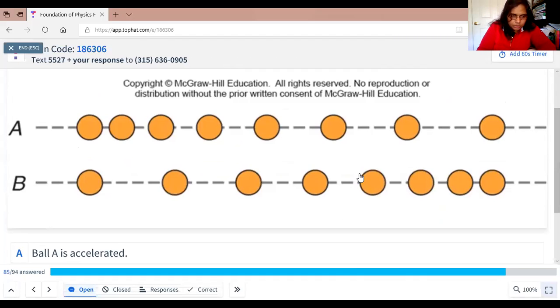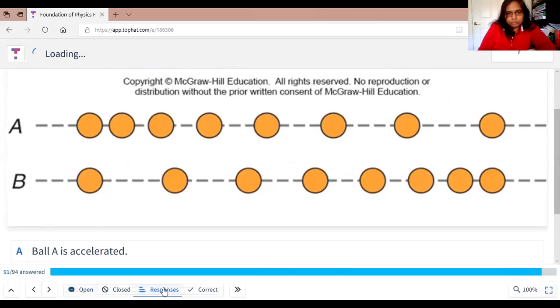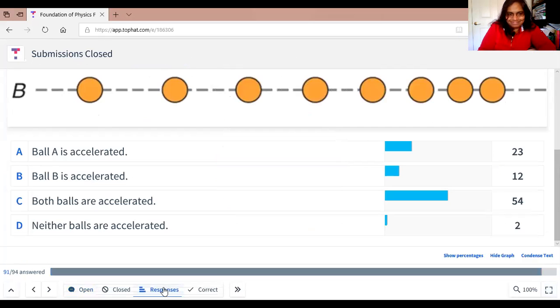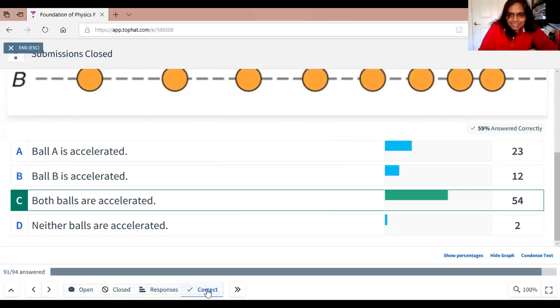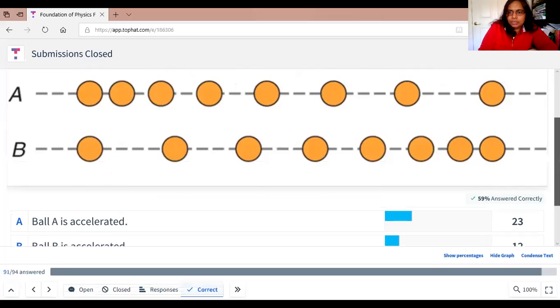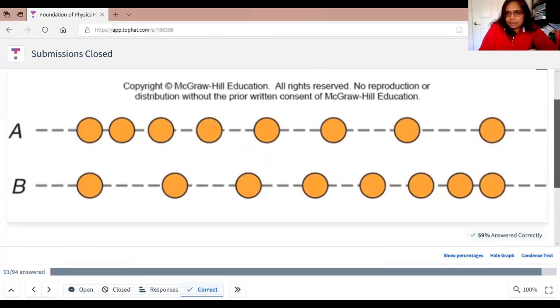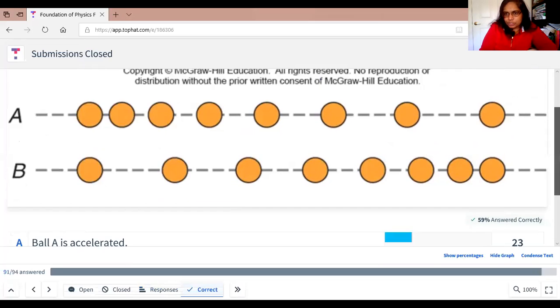Okay, let's look at your responses. So both balls are accelerated. Now, as I mentioned, the acceleration means it can be a positive acceleration or a negative acceleration. So positive acceleration means it speeds up. The negative acceleration means slows down, right?